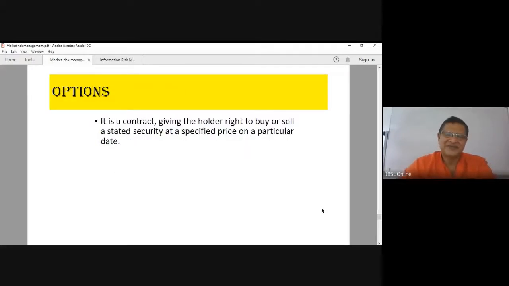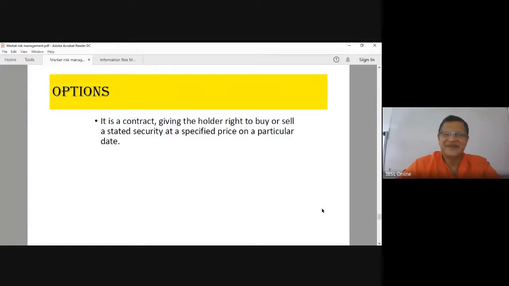Options are also a contract. Now, with what we have discussed, spot and forward, an actual transaction will take place, because in that particular deal $1 million will come. So here a contract is done, giving the holder the right to buy or sell a stated security at a specified price on a particular date. Like a forward contract, the actual transaction will take place when the LC gets to be lifted.